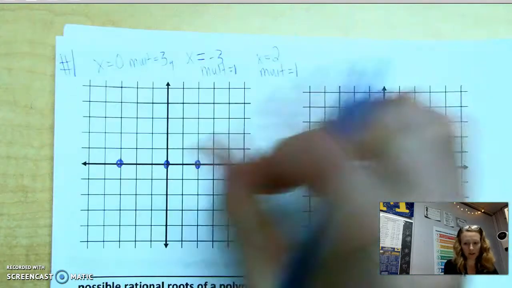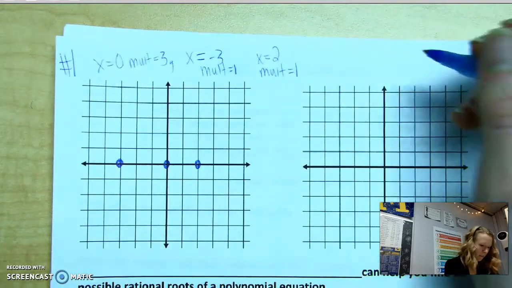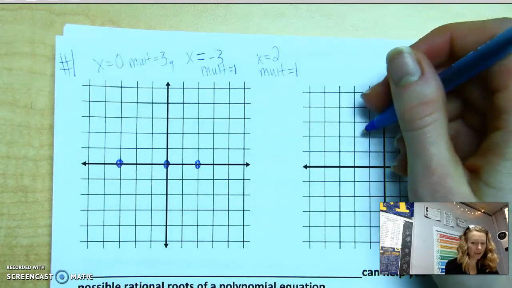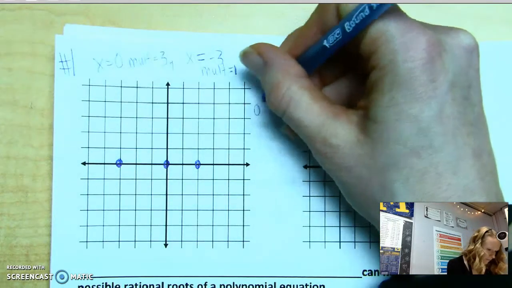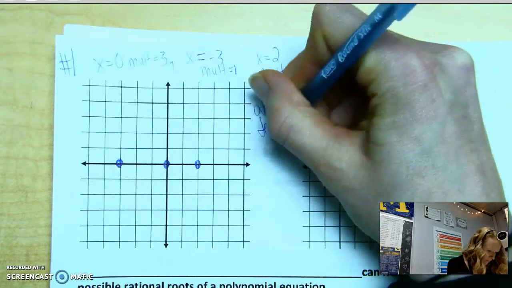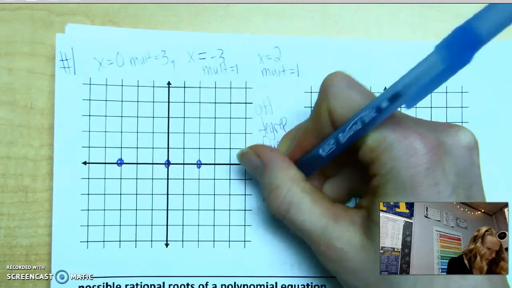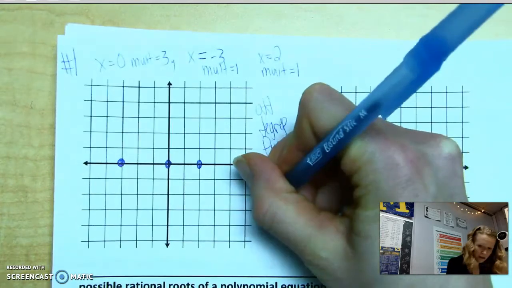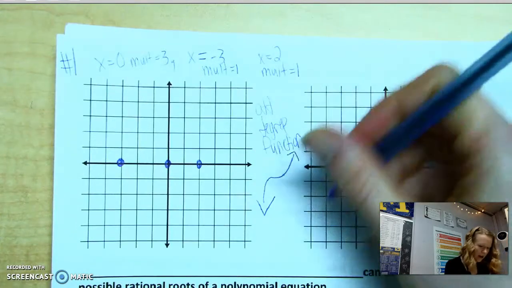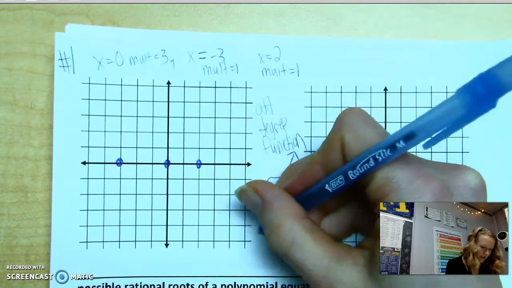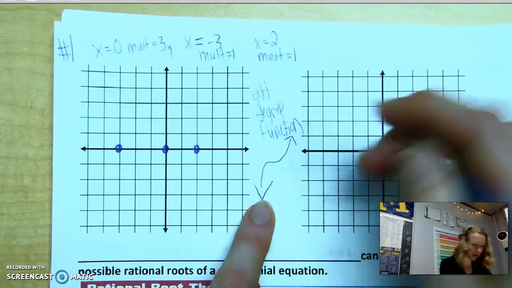I usually read from left to right. Anytime you have an odd degree function, it will always look like a snake somehow, some way, so it needs to go opposite directions, right? Your ends need to go opposite directions.